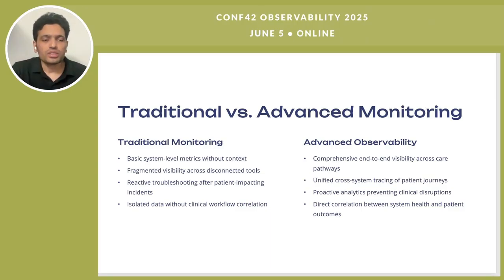In contrast, advanced observability provides end to end visibility across care pathways, unified tracing of patient journeys, and proactive analytics to prevent disruptions. It directly links system health to patient outcomes, ensuring IT issues don't compromise care. This dashboard shows how observability integrates metrics for real time insights. This is a game changer for healthcare reliability.